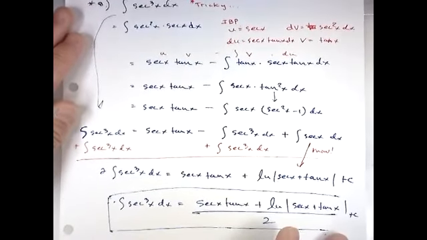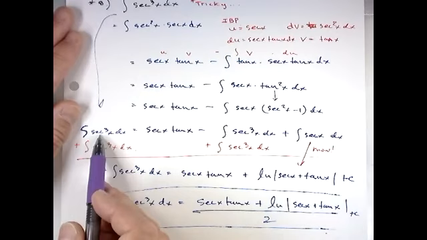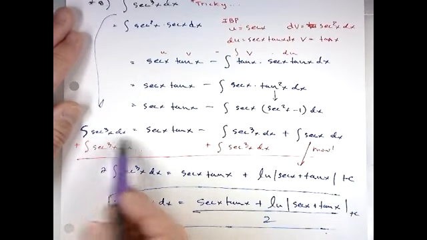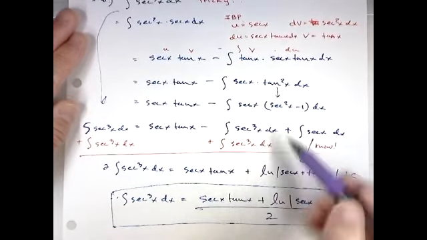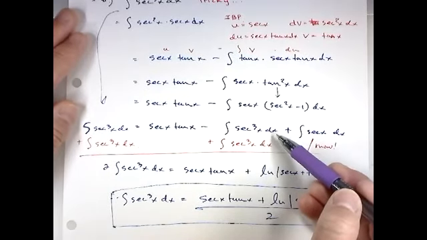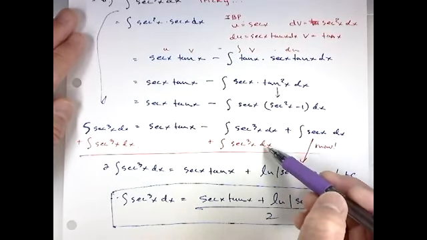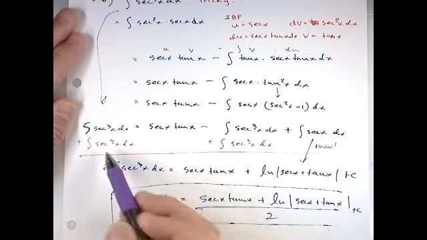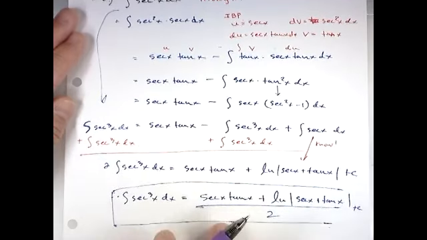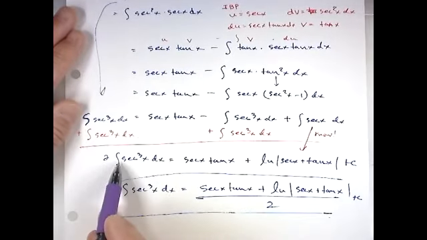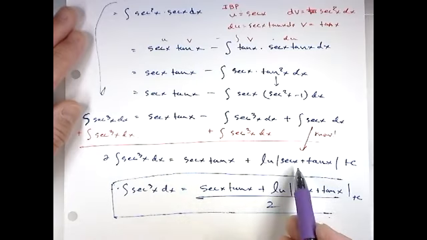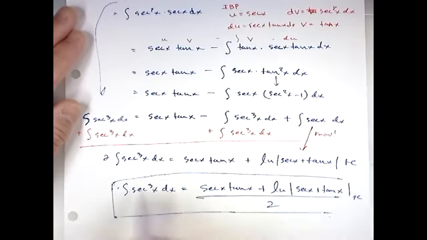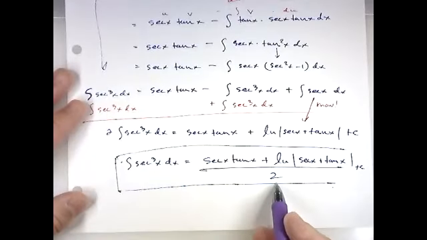Remember when we did integration by parts, my original integral was secant cubed x dx, and in the process of doing integration by parts, I end up with the same integral. And so what I can do is manipulate this to get my answer in an indirect way by adding the integral of secant cubed x dx to both sides of this equation. I end up with 2 times the integral of secant cubed x equals secant x tan x plus ln of secant x plus tan x. So to get the integral by itself, I just divide it by 2.